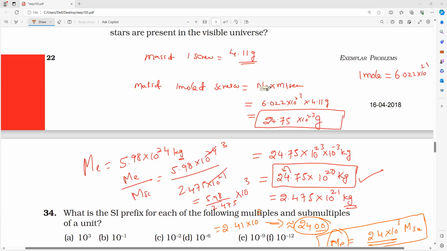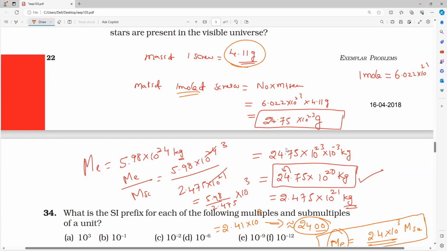Already the mass of the earth is given, they have given it in kilograms. That's why we are converting into kilograms. Why did we change the mass of the screw into molar mass, sir? We did not change the molar mass. We found the total mass.